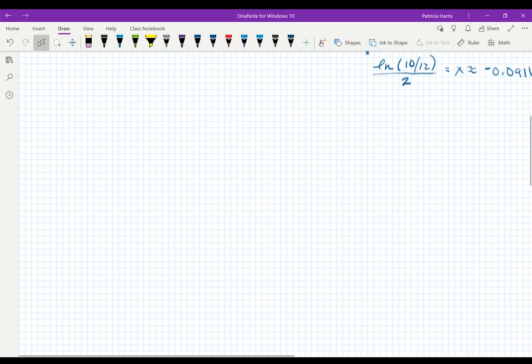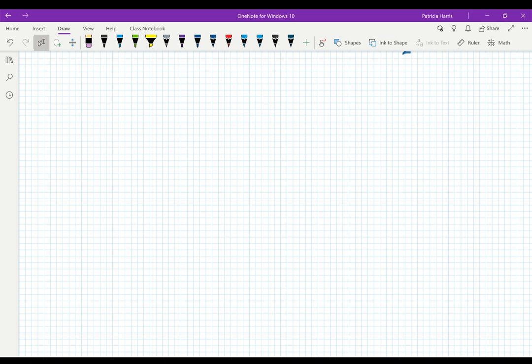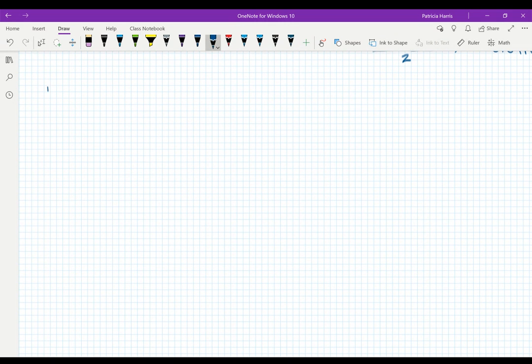Okay, ladies and gents, what we're going to do is talk about the basic equations that you are going to be working with. The first one is going to be exponential, and exponential looks like this: y is equal to a times e^(bx). Okay, a is an initial value. Okay, b is your growth or decay.